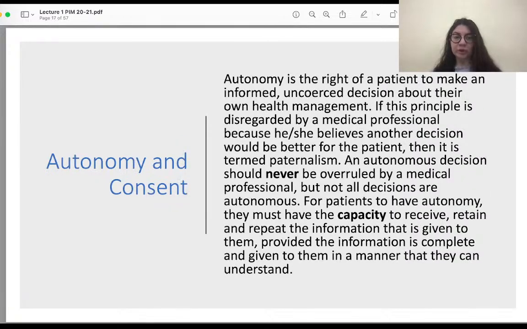What is autonomy and consent? Autonomy is the right of the patient to make an informed, uncoerced decision about their own health management. If this principle is disregarded by a medical professional because he or she believes another decision would be better for the patient, then it is termed paternalism. The autonomous decision should never be overruled by a medical professional, but not all decisions are autonomous. For patients to have autonomy, they must have the capacity to receive, retain, and repeat information that is given to them, provided the information is complete and given in a manner that they can understand.